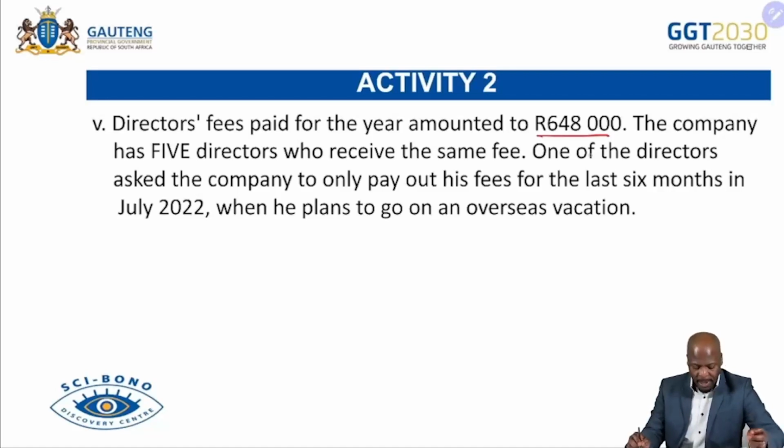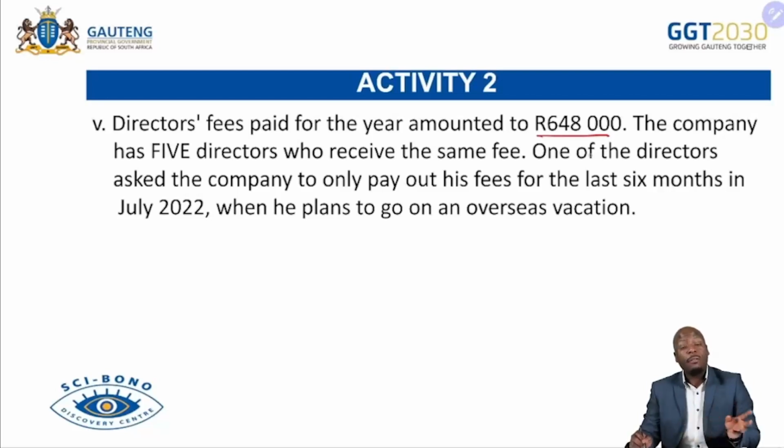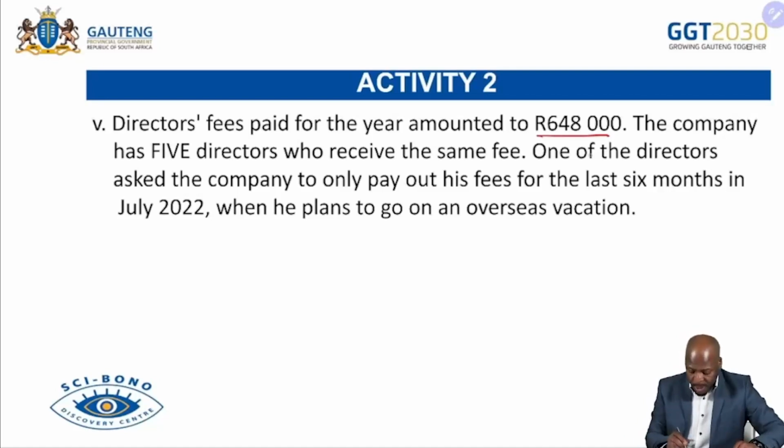So what it means is we're going to apply the same principle we applied earlier on. However, I'm going to show you again another way. All right, so take it as simple as it should be. How many directors? 5. What is happening? 4 are getting their full director's fees. That means 4 are getting for 12 months, that is 48 months.